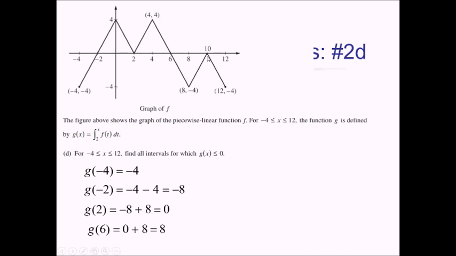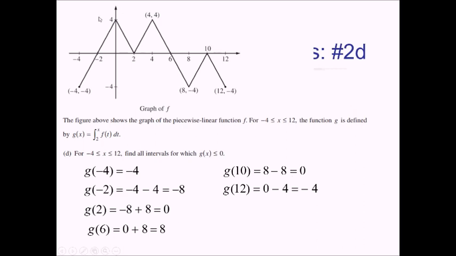From 6 to 10, you're losing 8 for area. But on that whole interval, you're still positive until you get to 10. Once you get to 10, where you're at a value of 0 again, then we're getting more negative area, 4 specifically. G of 12 is going to be 0 minus 4, so -4. So then we're negative again on the interval from 10 to 12.